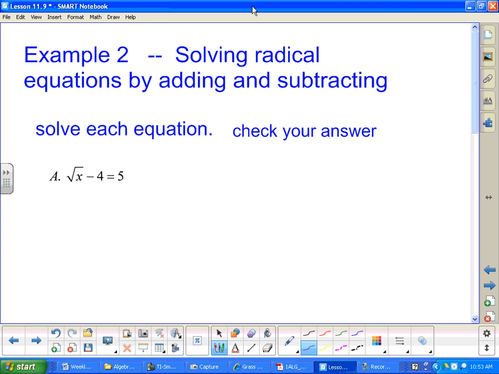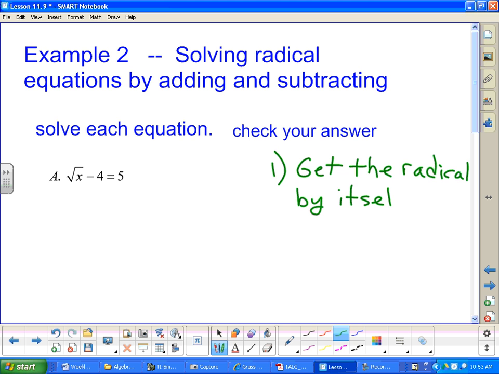Now, solving radical equations by adding and subtracting. Here's one of the first steps you should always look for. Let's use green. Step 1. We want to get the radical by itself. And that means we're going to isolate the radical.